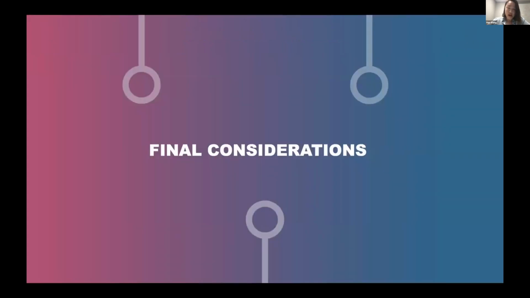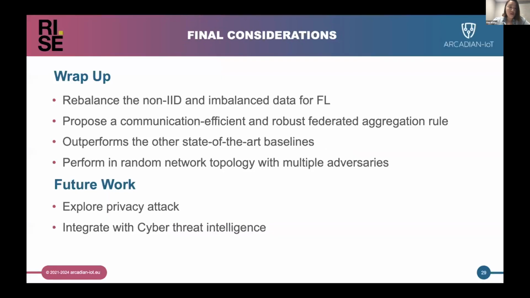Sorry, I may have exceeded some time, so I would like to wrap up this presentation. What we have done in ARCADIAN-IoT is rebalance the non-IID and imbalanced data for FL, and we also propose a communication-efficient and robust federated learning aggregation rule. This aggregation rule has outperformed the other state-of-the-art baselines, and we performed this in a random network topology with multiple adversaries and multiple clients.